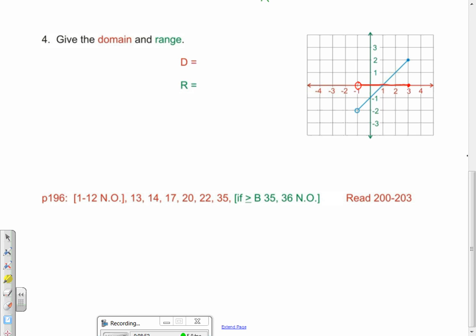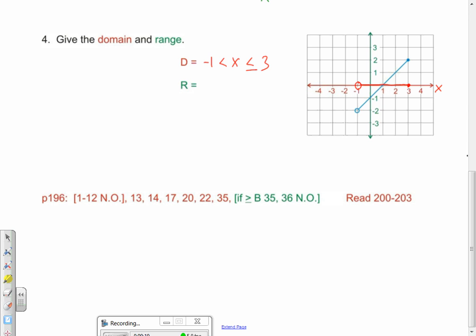to 3. Now think about conjunctions. How would you draw that red conjunction? You would say -1 less than, and by the way, are domains x's or y's? They're x's, right? This is the x-axis. So -1 less than x, less than or equal to 3. That's our domain.